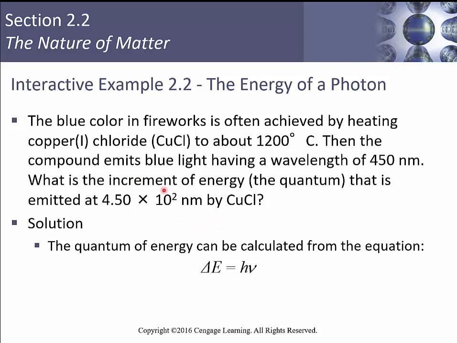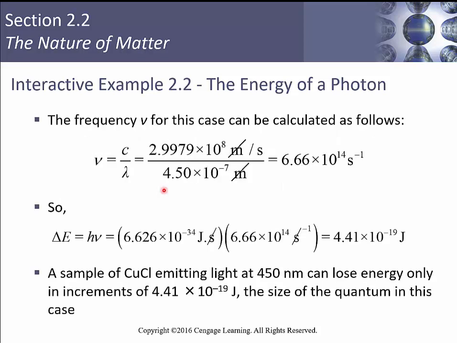Can we convert that into a frequency? Yes, we can. Can we then convert our frequency into an energy using Planck's constant? Yes, we're going to do that. So the frequency in this case, we're going to calculate using nu is equal to c over lambda. So we'll do 3 times 10 to the 8th meters per second, that's our speed of light, divided by 4.5 times 10 to the minus 7 meters, that is our wavelength.